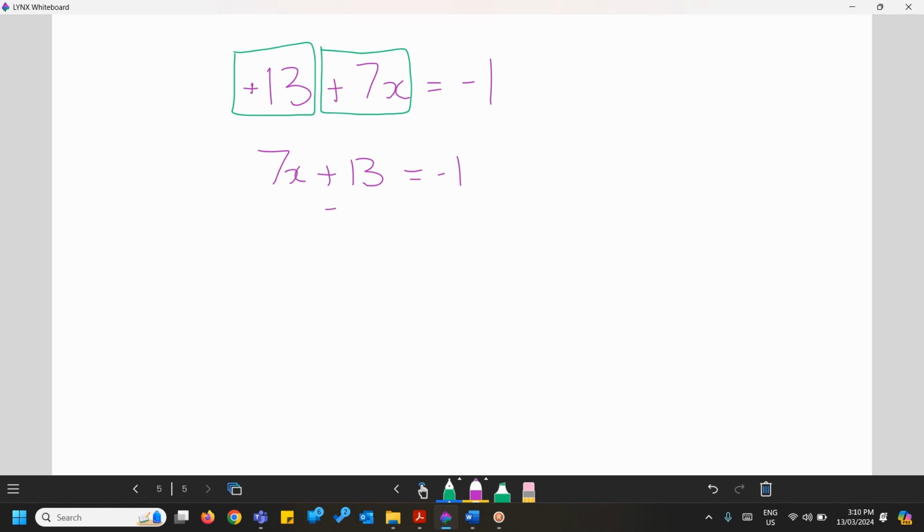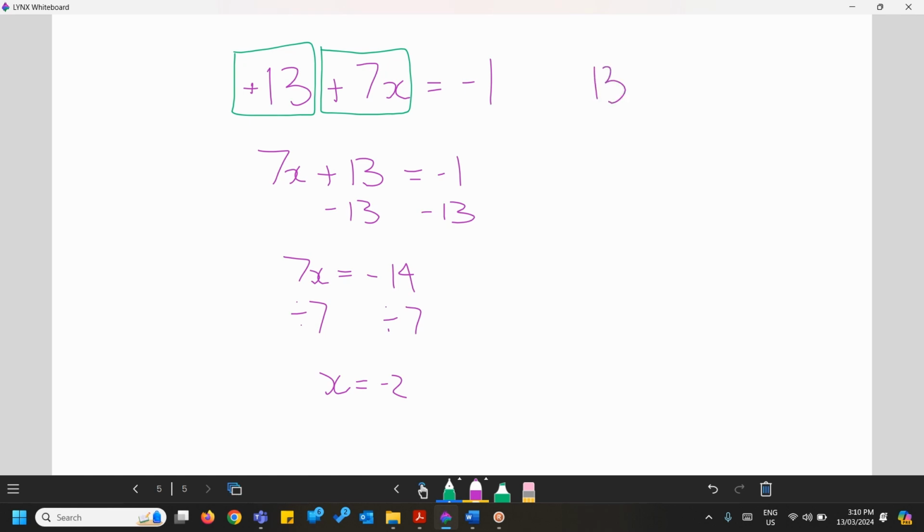I'm going to minus 13 from both sides first, giving me 7x equals minus 1 minus 13 is minus 14. Divide both sides by 7. x equals negative 2. But I didn't need to do that. I could have answered it without moving it around. I would have still got the same answer. I just thought it was worth mentioning.